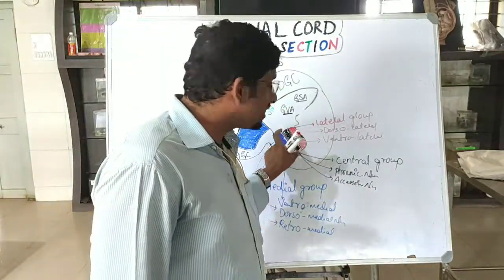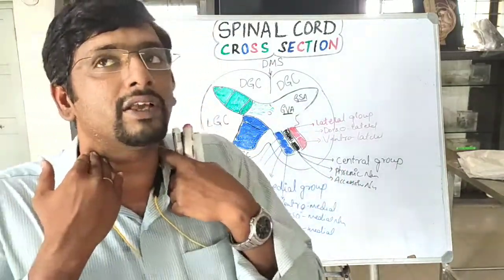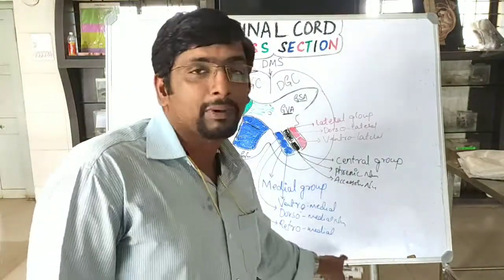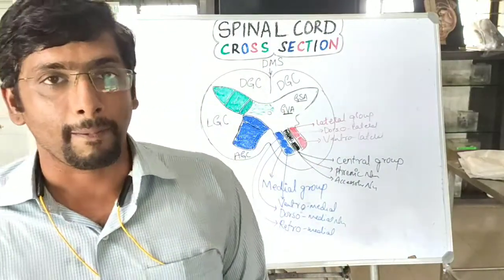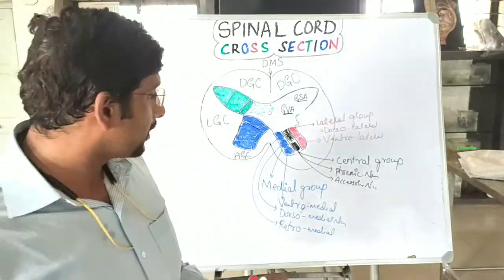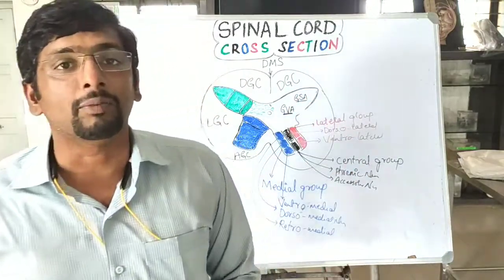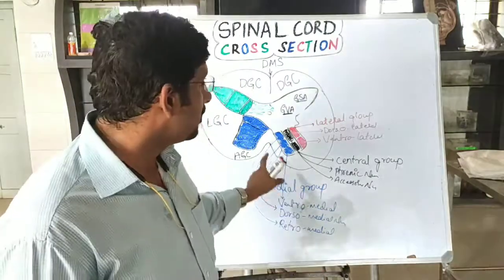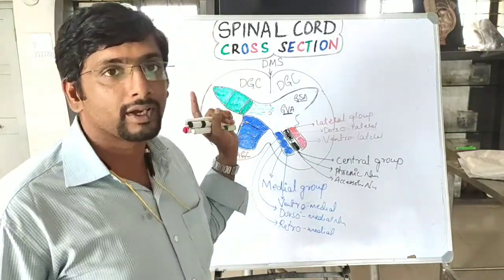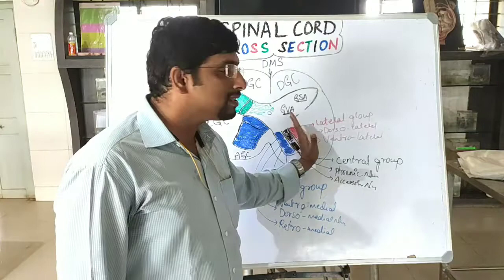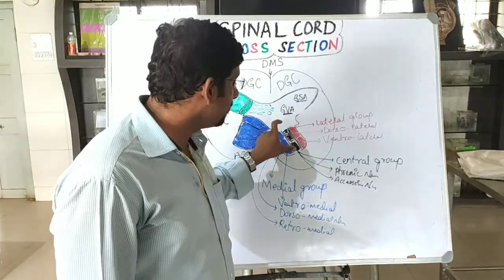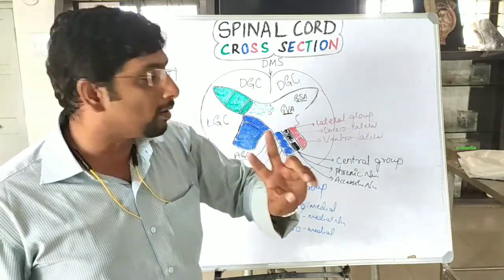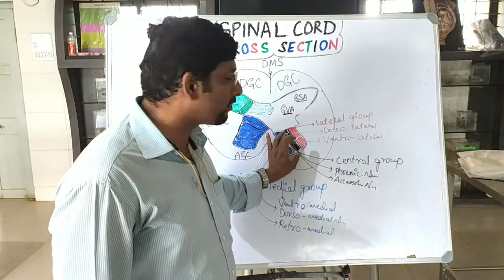Do you think after the phrenic nerve area, up to C3, C4, C5, after C5, throughout the spinal cord, the central group will not be there? Only at that area, right? These are the components of the anterior gray column. The anterior gray horn has 3 groups: lateral group, medial group, and central group. The central group is present only up to C5. They have 2 components, accessory and phrenic.